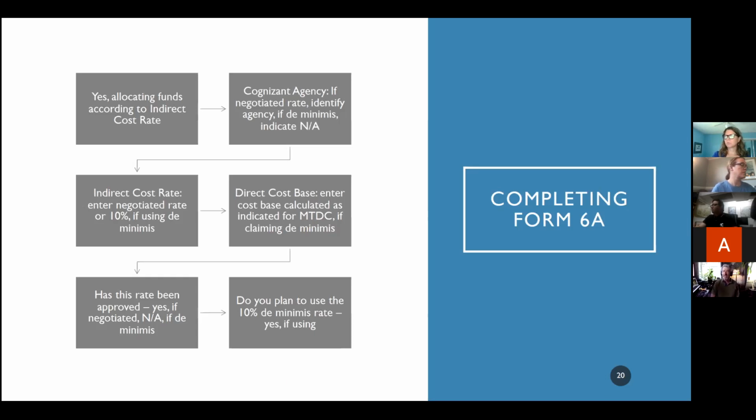So basically, if you are planning on applying for the indirect cost rates, you need to so indicate on this form 6A, and you need to follow this guidance in terms of answering those questions. And if you do all of that, you will have indicated your intent. Next slide, please.